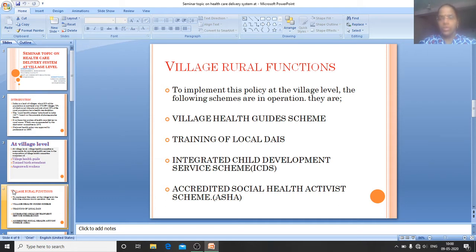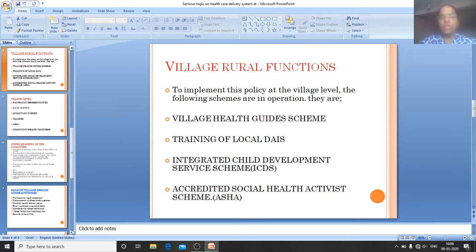Coming to the village functions, to implement this policy at village level, the following schemes are in operation: the village health guide scheme, training of local DAIs, integrated child development services, that is the ICDS scheme, and the accredited social health activists, that is ASHA. As all of you know about this.